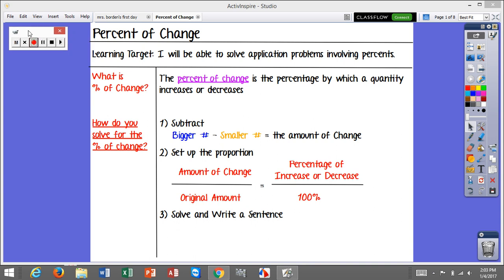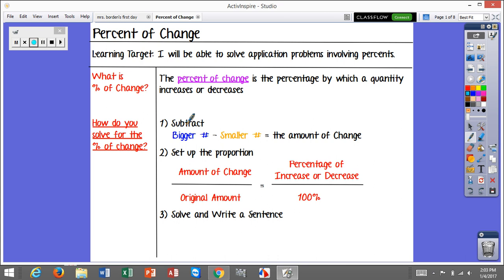All right, students, today we are going to learn about percent of change. Our learning target is I will be able to solve application problems involving percents. So we need to first identify what percent of change is. Percent of change is the percentage by which a quantity increases or decreases. So how do we solve for the percent of change?